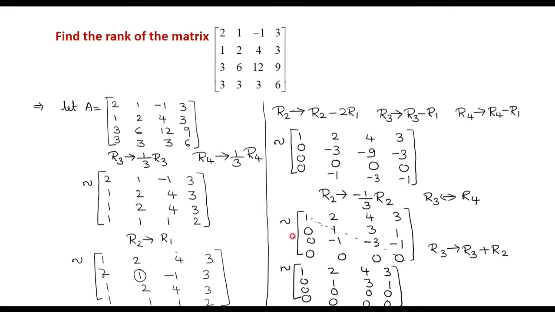Now, the number of non-zero rows. So this is the matrix in the form of an upper triangular matrix. The number of non-zero rows is equal to 2. Non-zero rows means the rows which contain non-zero elements. So the number of non-zero rows is 2. Therefore the rank of the matrix A is equal to 2.